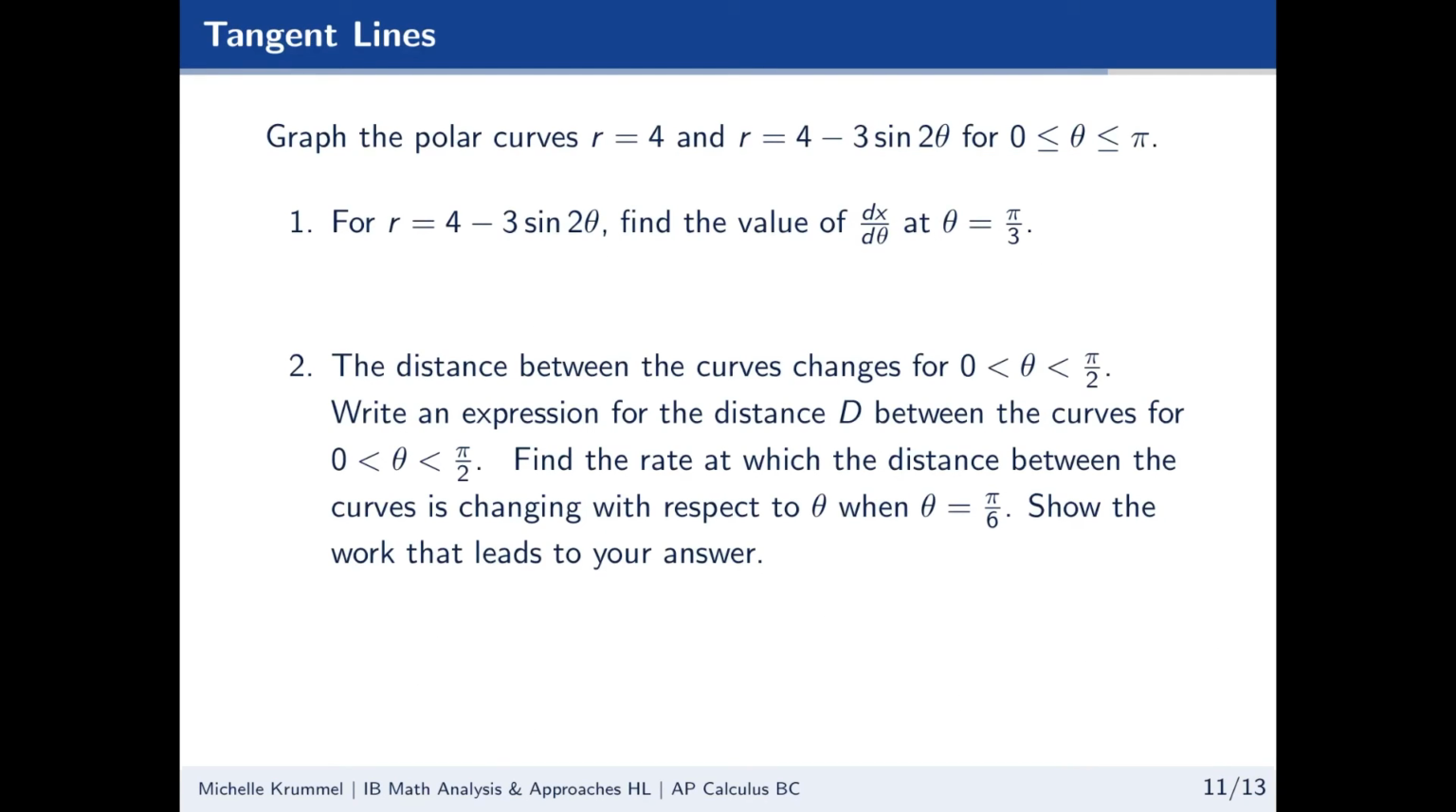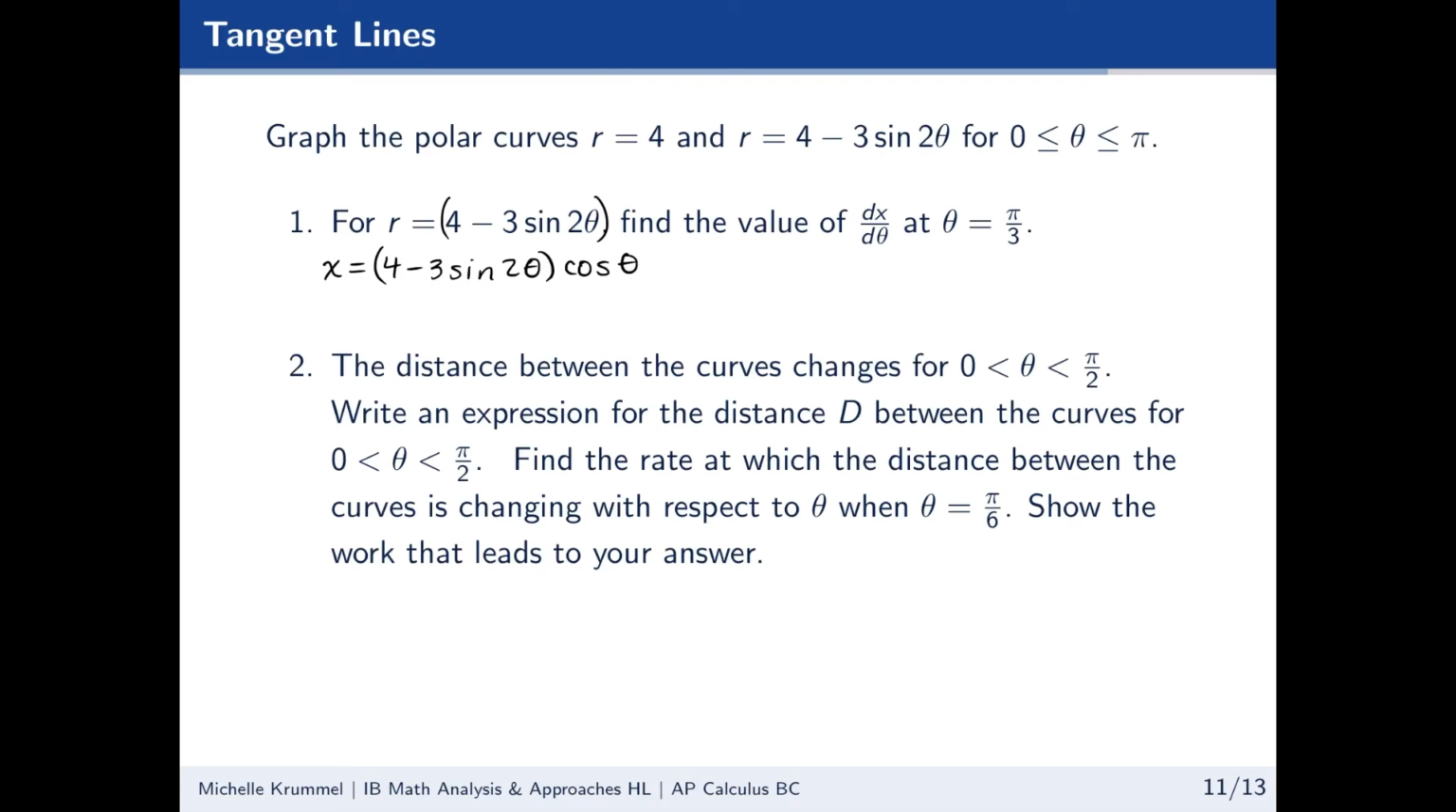And for our final problem here, we are looking at two different polar curves, r equals 4 and r equals 4 minus 3 sine 2 theta. And we're only working on the interval from 0 to pi, so just quadrants 1 and 2. Let's keep that in mind. For r equals 4 minus 3 sine 2 theta, we're asked to find dx d theta when theta equals pi over 3. So we need to write an equation for x, and we know that x equals r times cosine theta. And here's our r, so 4 minus 3 sine 2 theta times cosine theta.